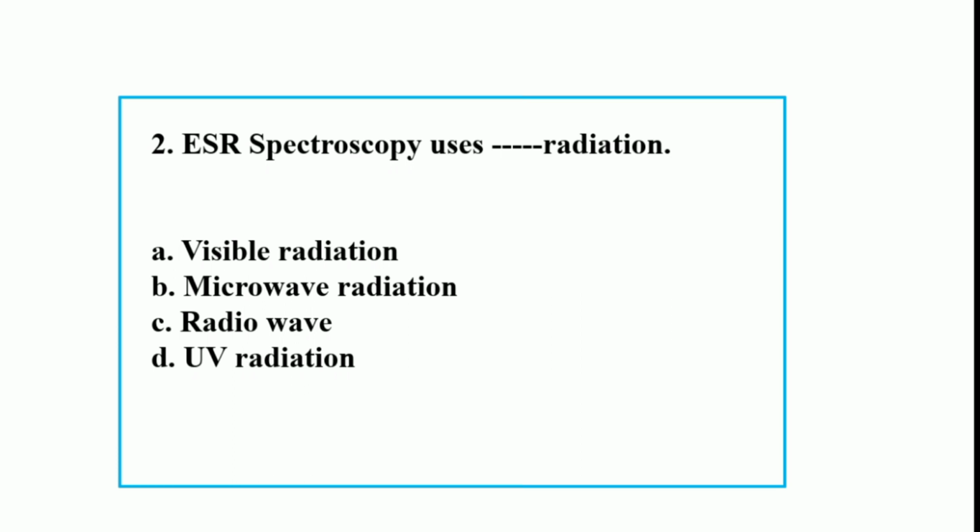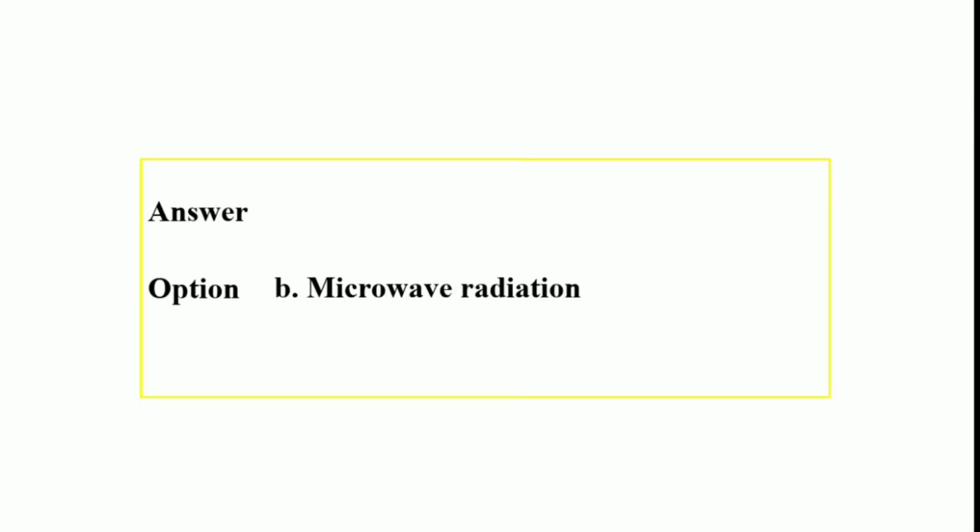Electron spin resonance spectroscopy is an absorption spectroscopy technique. It uses microwave radiation to create transitions between the magnetic energy levels of unpaired spin electrons. Hence, option B, microwave radiation, is the only correct answer.